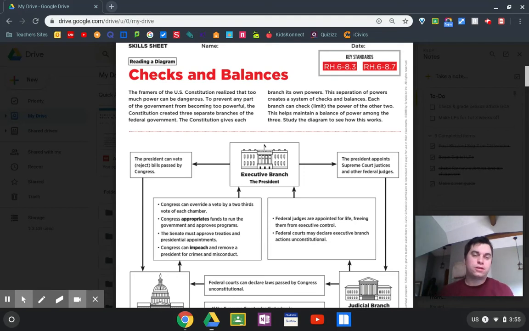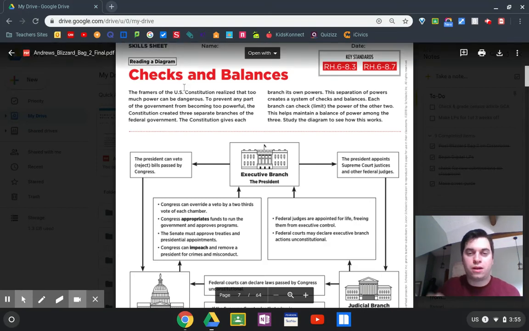But again, it's really taking a look at checks and balances in our government. How do these three branches, the executive branch, legislative branch, and the judicial branch, all interact and work together? So make sure you do read the little bit here, where you can see me highlighting, because it does help.